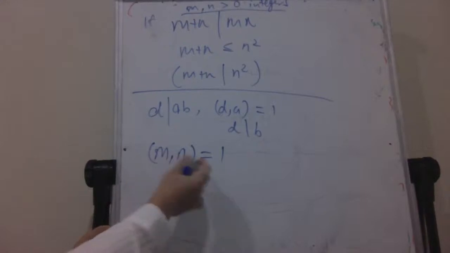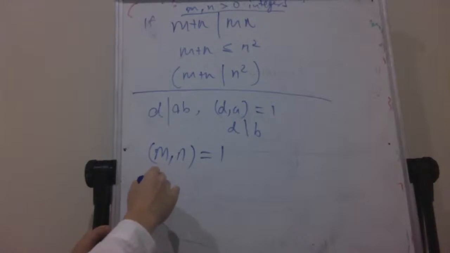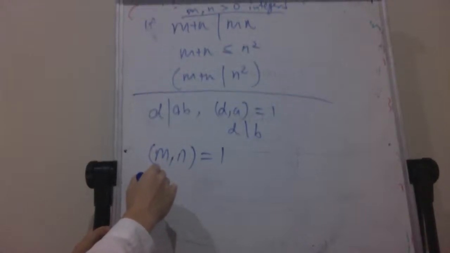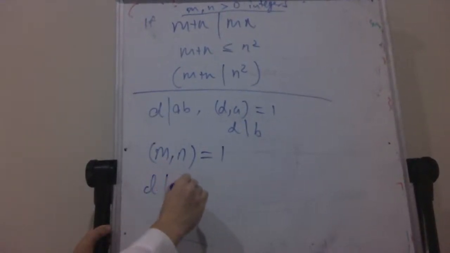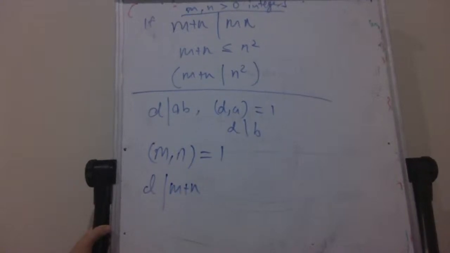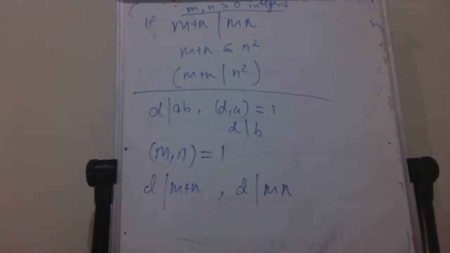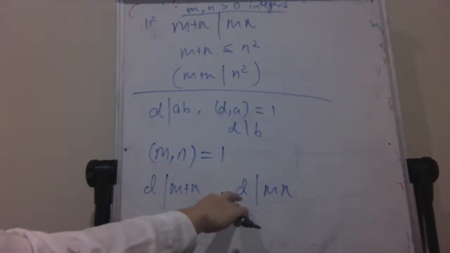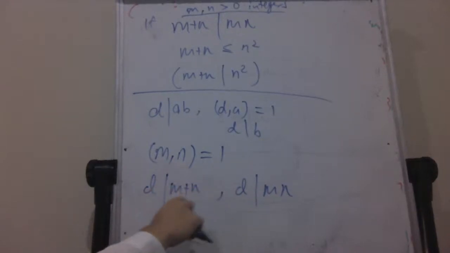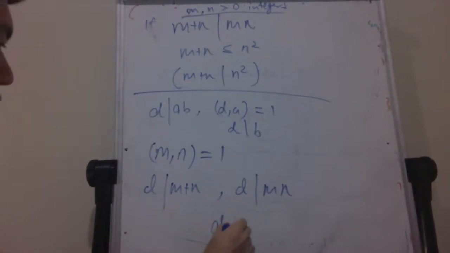So you can assume, say, the GCD of M and N is 1. For example, you have some other thing, like D, dividing M plus N, right? And then D divides MN, yeah? Is that contradictory? Since the GCD of M and N is 1, the GCD of D and M should be 1. Is that right?